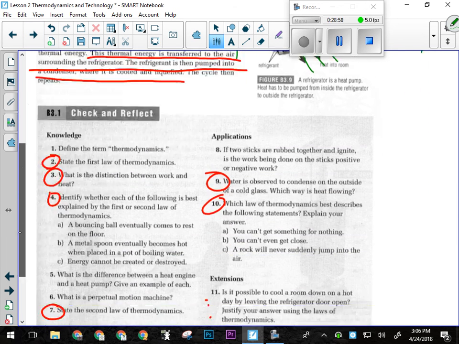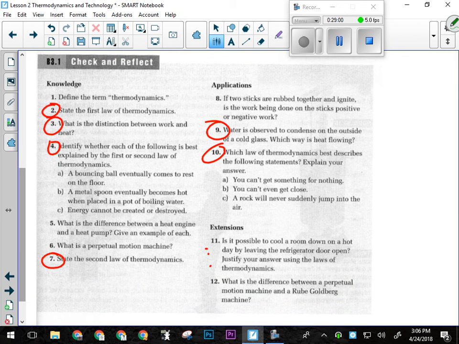I would like you guys to answer the circled questions.